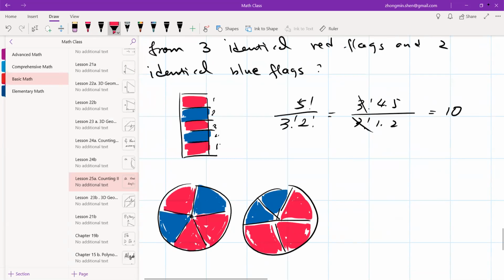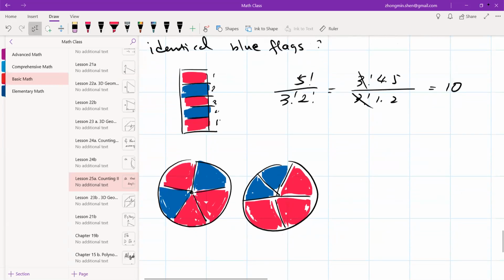So you clearly see those are two different, right? Yes, they are totally different. My question is how many different patterns are you going to get? It's hard, right?